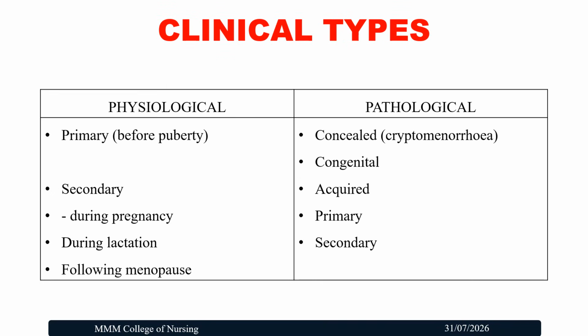The clinical types of amenorrhea are two: physiological and pathological. Physiological is primary, which occurs before puberty. Secondary is during pregnancy, during lactation and following menopause. Pathological is the concealed one, which we call cryptomenorrhea, congenital, acquired, primary and secondary. These are the clinical types which come under amenorrhea.